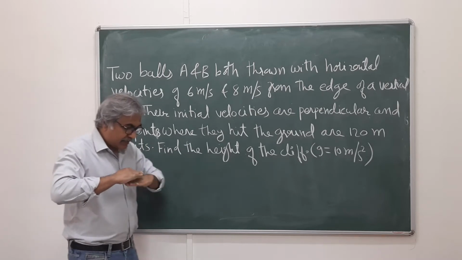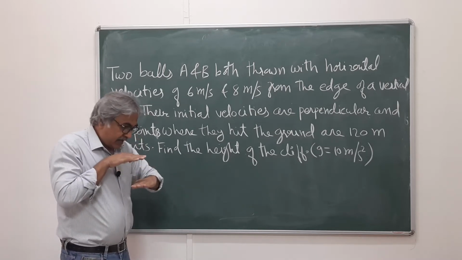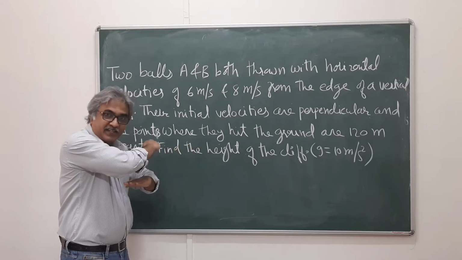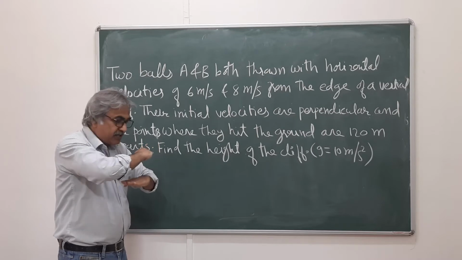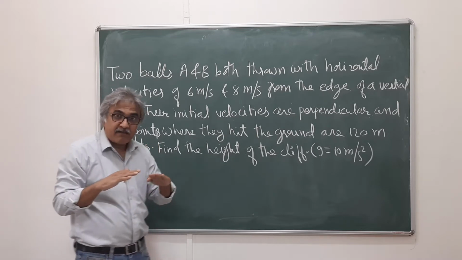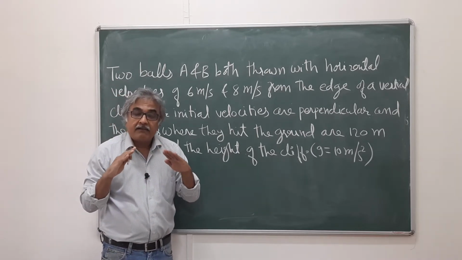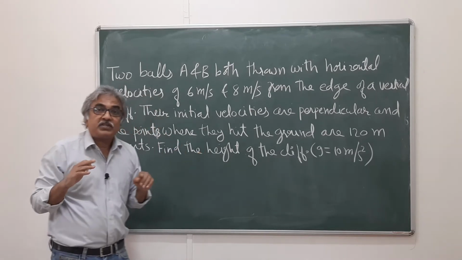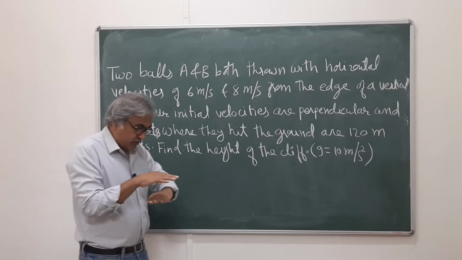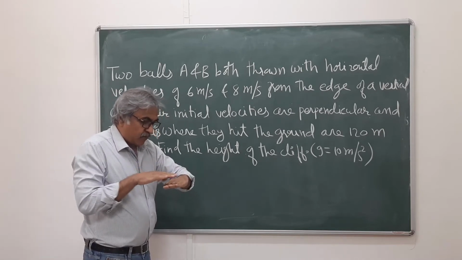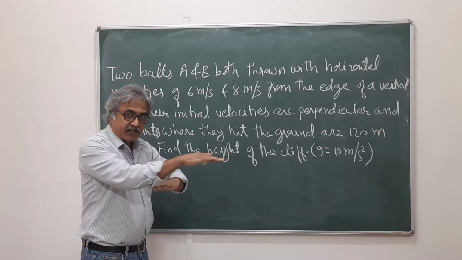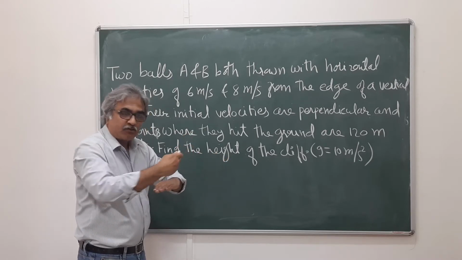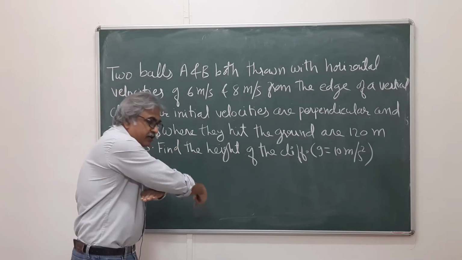So imagine it's like this, this is a cliff and the balls are thrown. One ball is thrown in this fashion, another ball is thrown in this fashion. This is possible. So both of them have horizontal velocities, but the directions of those velocities are perpendicular. I hope you can imagine. This is a cliff. One ball is thrown in this direction, another is thrown in this direction, right? So the ball flies off here and then it drops.